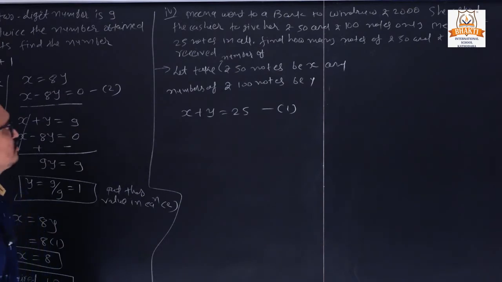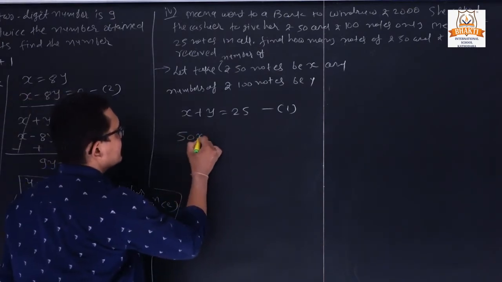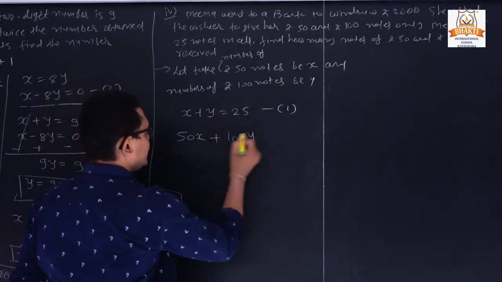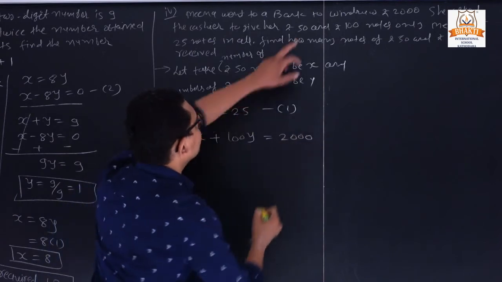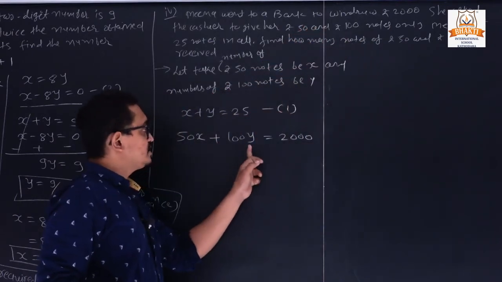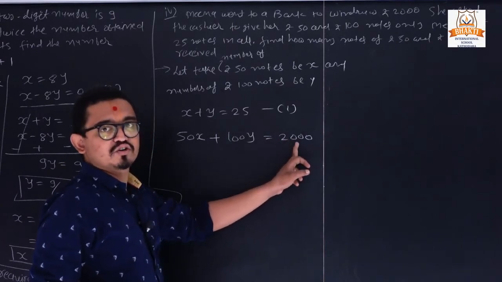Now 50 rupees notes, so 50X, and 100 rupees notes, so 100Y. Addition of both will be 2000, given. Clear? 50 rupees notes plus 100 rupees notes is equal to how much rupees she wants to withdraw from the bank?